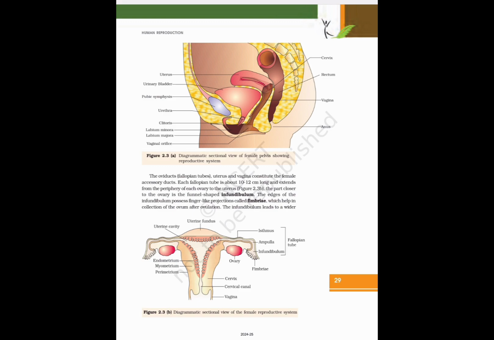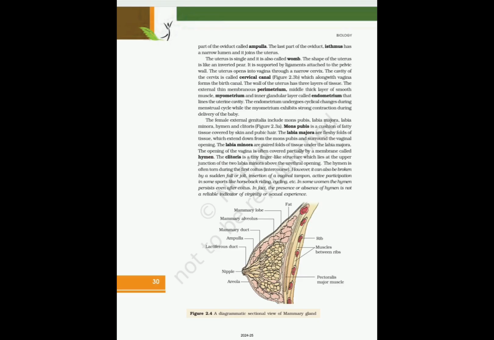The part closer to the ovary is the funnel-shaped infundibulum. The edges of the infundibulum possess finger-like projections called fimbriae, which help in collection of the ovum after ovulation. The infundibulum leads to a wider part of the oviduct called ampulla. The last part of the oviduct, isthmus, has a narrow lumen and it joins the uterus.